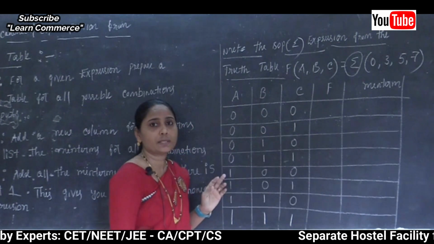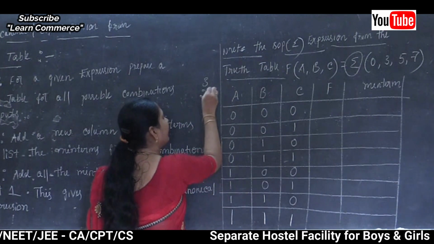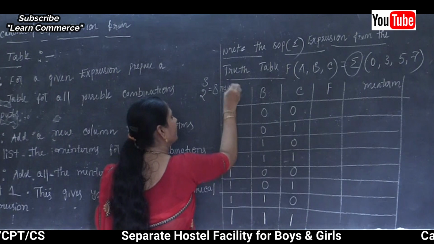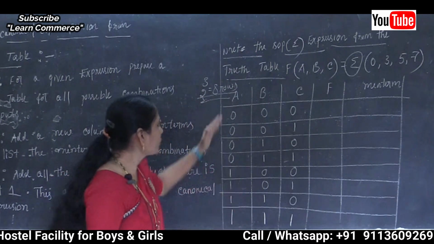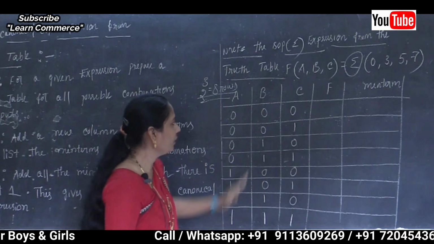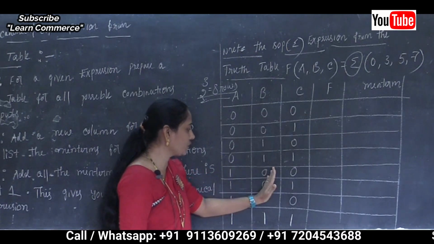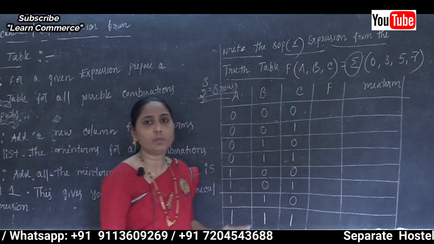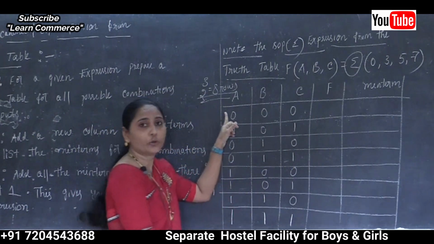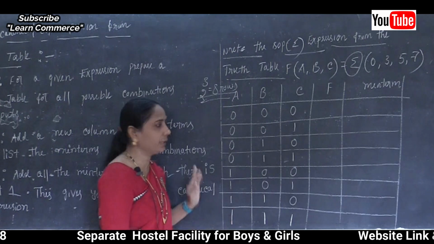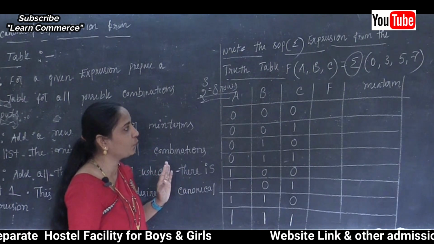I have already taken the input values for the three variables. Three variables means 2 to the power of 3, that is 8 rows. The first column is 0 0 0 0 1 1 1 1, the next is 0 0 1 1 0 0 1 1, and the last column is 0 1 0 1 0 1 0 1. Rows 0 to 7, that is 8 rows. We completed the input values.